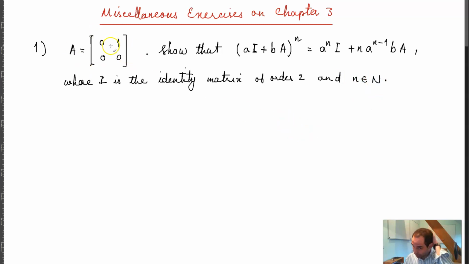So this is the matrix that you have, and you want to show that (aI + bA) raised to the power n is equal to a raised to the power n times I plus n times a raised to the power n minus 1 times b times A, and then you add these two matrices together, where I is the identity matrix of order 2 and n belongs to the natural numbers. So let's see how we can do that.